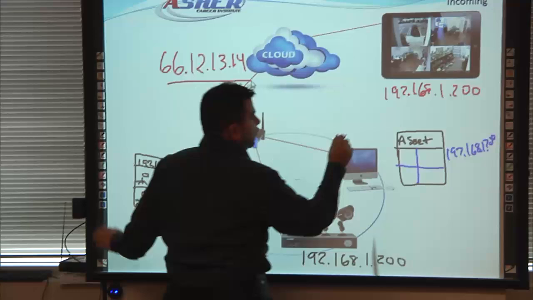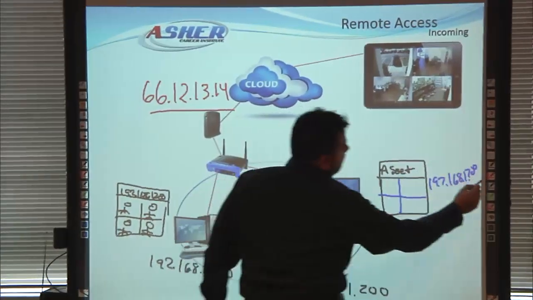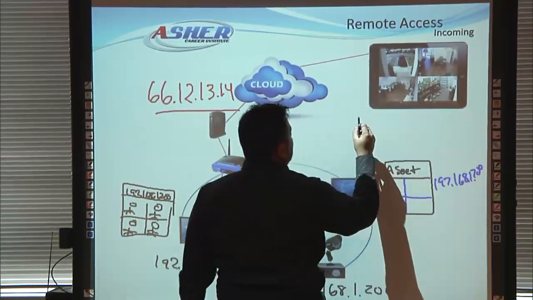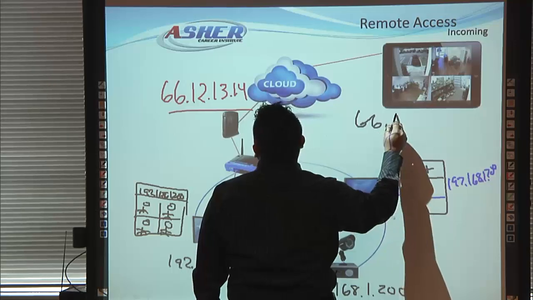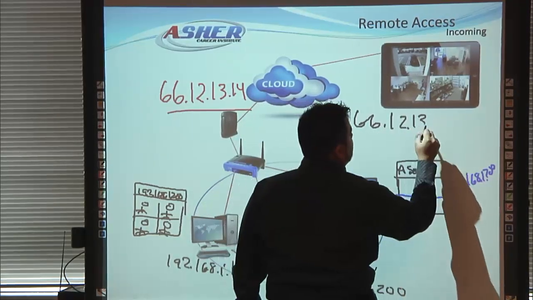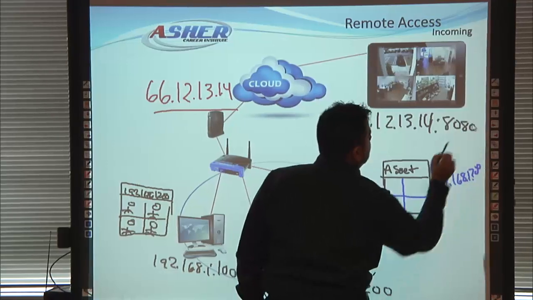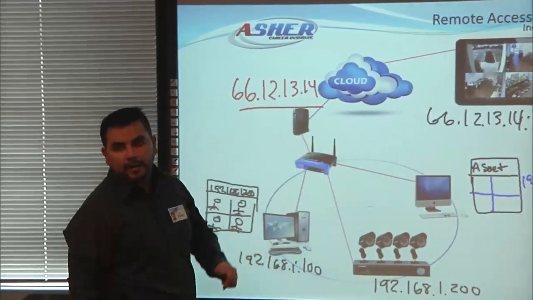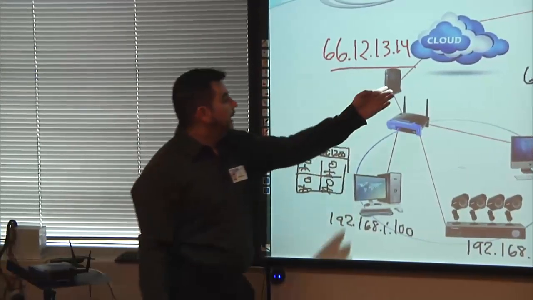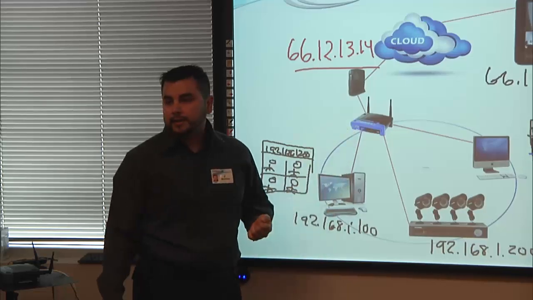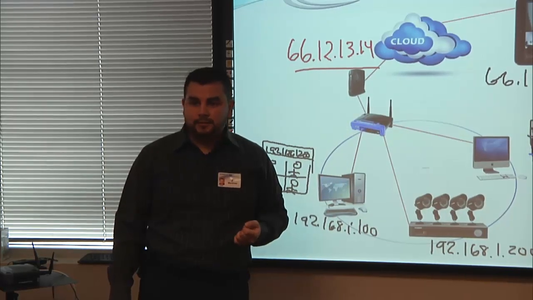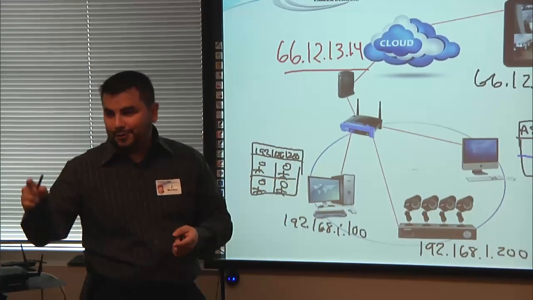And here's the question. If I said, hey iPad, I need you to go to 66.12.13.14, port number 8080, and I need to see my cameras, how is the router going to know who port 8080 is? What's that? Through PAT, yeah.